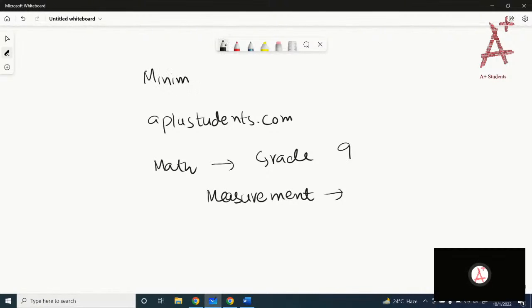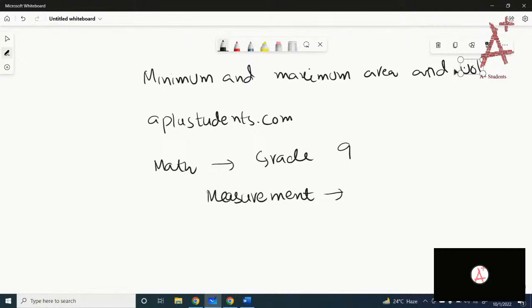So let's start with the topic minimum and maximum area and volume. Please make sure you have your notebook and pencil so that you can note down the important points. Got it? Okay, let's just start with a lesson that is minimum and maximum area and volume.